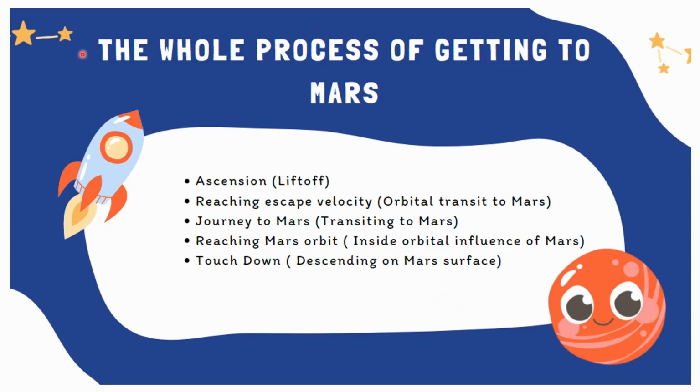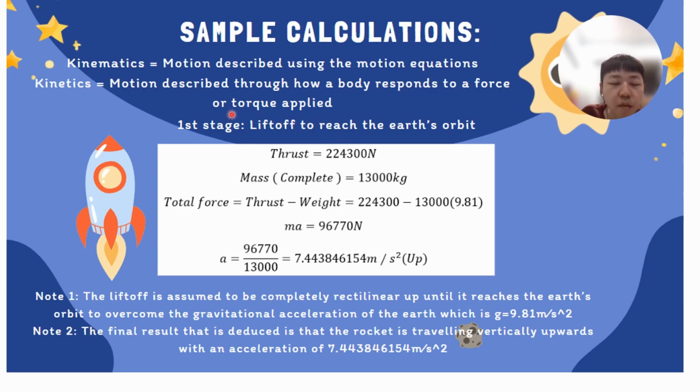So now we move on to the whole process of a rocket getting to Mars. Its motion consists of five main stages. We begin with the first stage, which is the liftoff of the rocket to reach the Earth's orbit, and we utilize its thrust and its complete mass to calculate the total force applied to it.